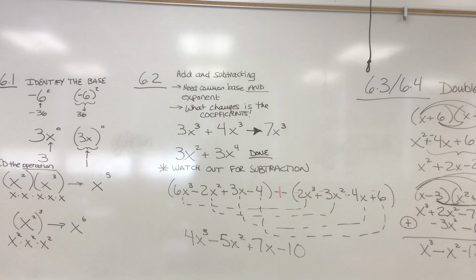So in order to add them, like our first example there, 3x to the third plus 4x to the third, those I can add together. And I get 7x to the third. So what changes is the coefficient. When we do have a common base and a common exponent, if we add them or subtract them, all that's going to change is the coefficient, because what we're changing is the number of them.